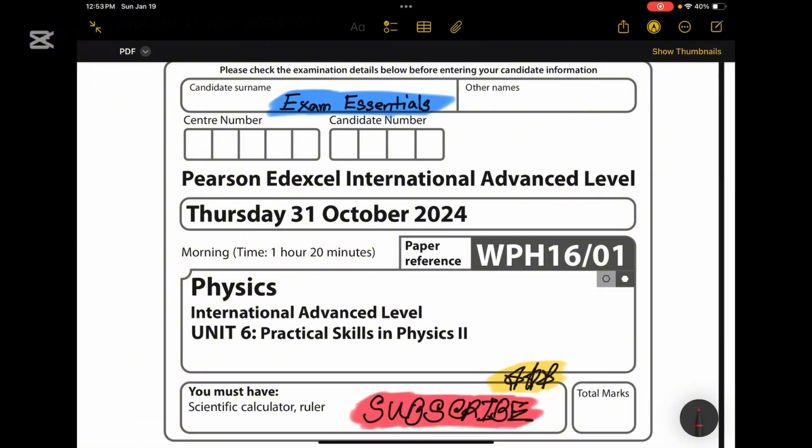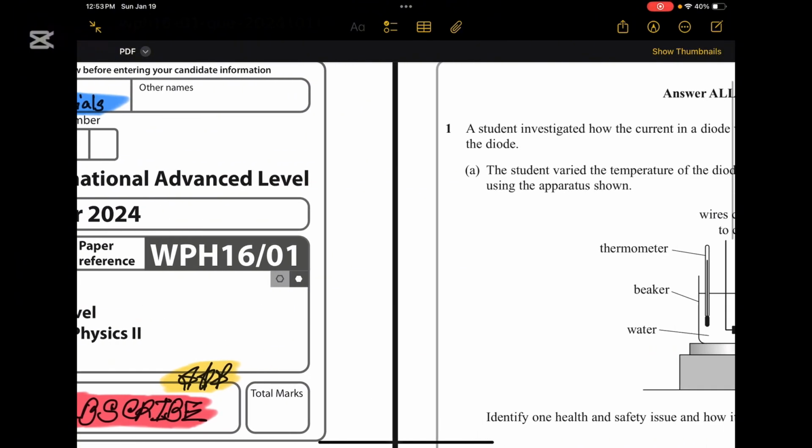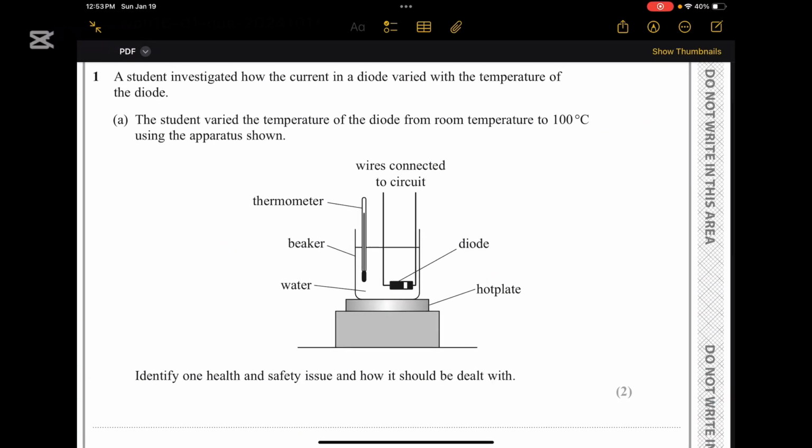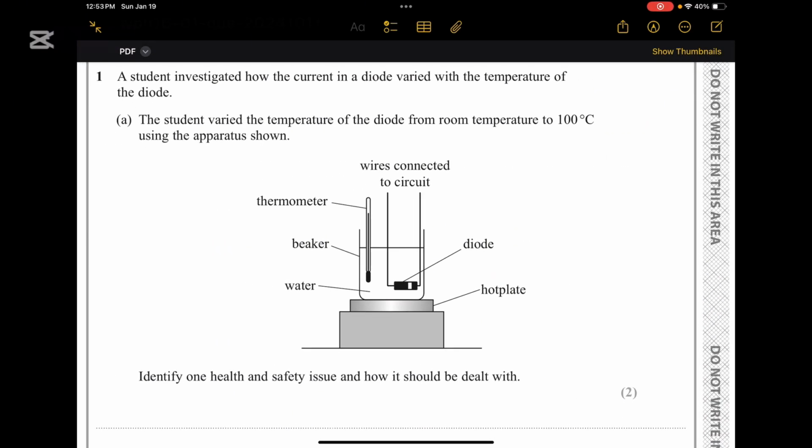So let's get started and solve the October 2024 Physics Unit 6 question paper. Now, in the first question, they have said, a student investigated how the current in a diode varied with the temperature of the diode. The student varied the temperature of the diode from room temperature to 100 degrees Celsius using the apparatus shown. Identify one health and safety issue, and how it should be dealt with.